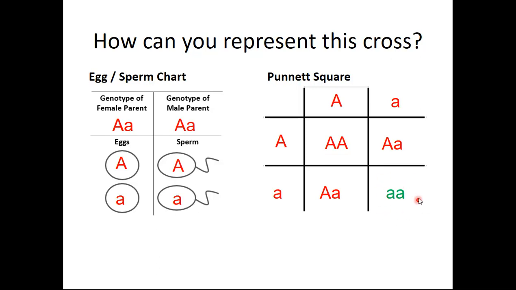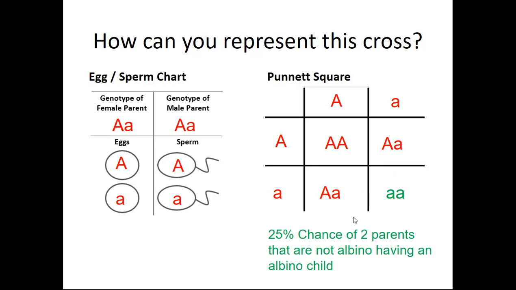This little a, little a is special. It's two recessive alleles. Only when you have two of these non-functional alleles are you going to have this albino child. This is why neither of the parents were albino, because they each only had one non-functional allele. So as I see that there are 4 possible combinations from these gametes, and out of those 4, only one of those 4 is considered albino, we're going to say we have a 1 out of 4 or a 25% chance of 2 parents that are not albino having an albino child.